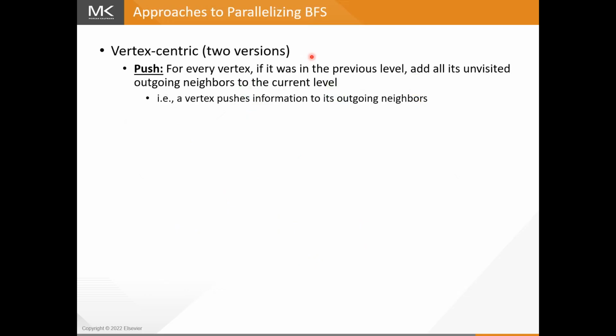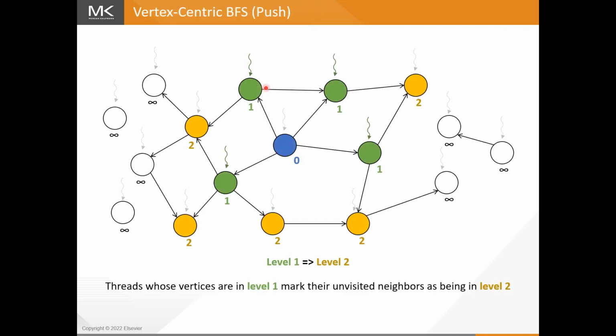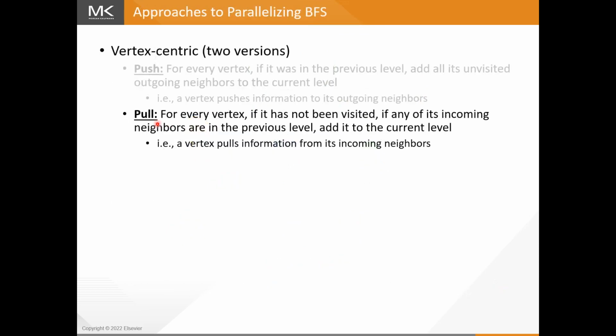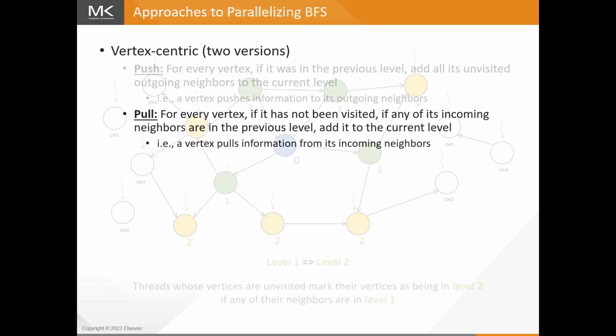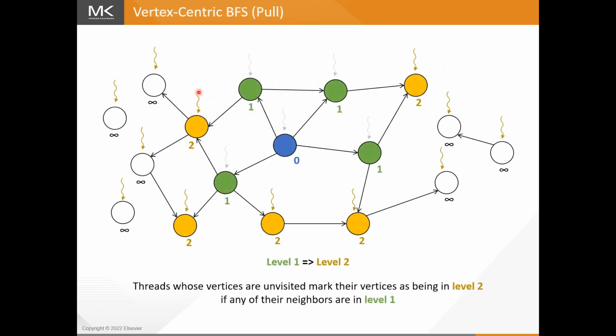incoming edges. In the push approach, we assign a thread to every vertex, and the thread that happens to have a vertex that's in the previous level, level 1, will iterate over the unvisited neighbors. It will iterate over all the neighbors, and the ones that are unvisited, it will mark them as being in level 2. And then we had the pull approach, where we also assign a thread to every vertex, but then the threads that are assigned to unvisited vertices will iterate over their incoming edges, and if any of the incoming edges are in the previous level, they'll mark their vertex as being part of the current level.